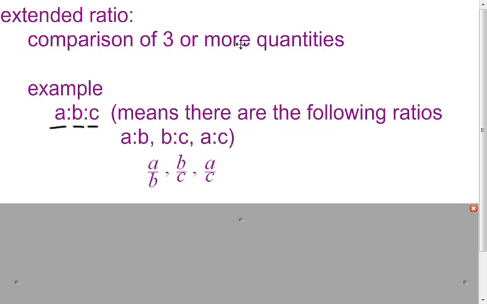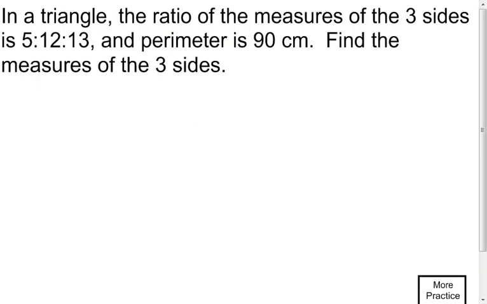Now, how we can actually use the extended ratio is going to show up in this problem. I have a triangle, and I'm going to tell you it has three sides. Obviously, it's a triangle. And the ratio of those three sides is 5 to 12 to 13, and the perimeter is 90 centimeters. What I want to know is, how long are those three sides? Because obviously, if the three sides were just 5, 12, and 13, if I add those three numbers together, it doesn't come up to 90.